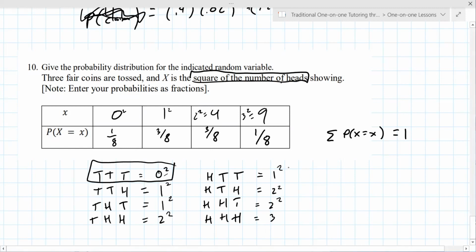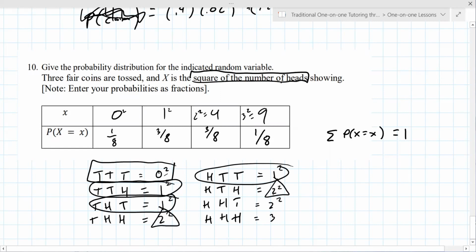And then there's only 3 ones. Yeah, and then there's 3 twos. Yep. Gotcha.